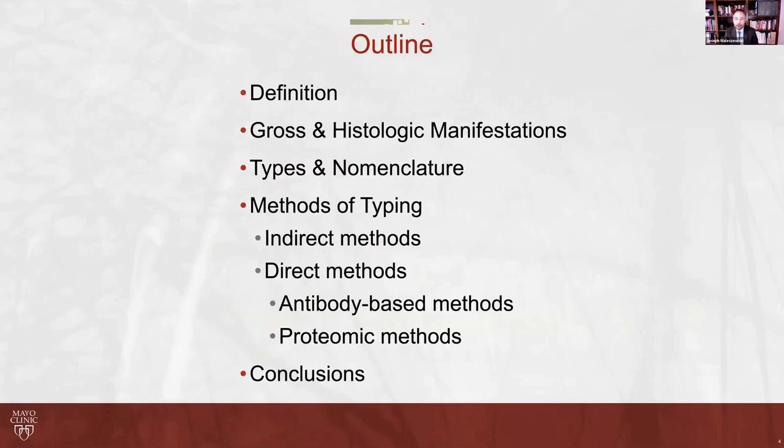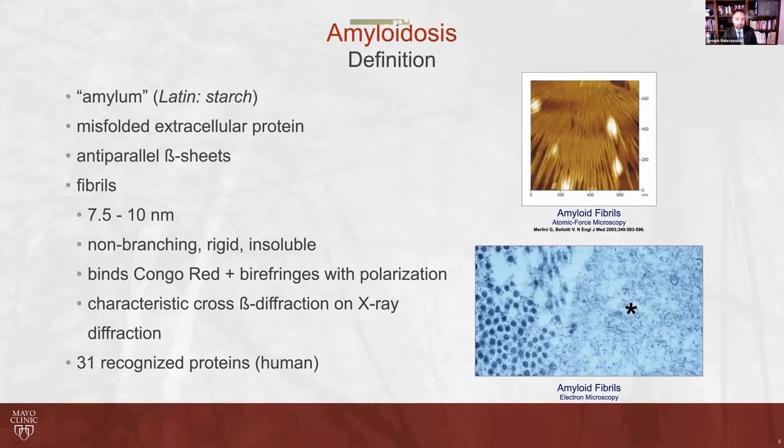So we'll start off providing a definition to level set, get everyone on the same page with what we're talking about when we use the word amyloid. Then we'll talk about how amyloid manifests both from a gross and histologic perspective in the heart. We'll talk about the types of amyloid and the nomenclature, and then we'll get into some of the details of the methodology that we use to type the amyloid. We'll talk about both direct and indirect methods, and then I'll have some concluding remarks at the end.